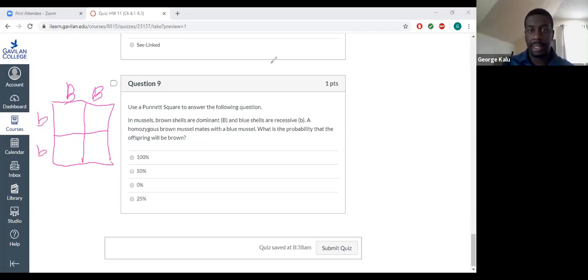Okay. And so if we do our Punnett square, we should have big B, little b, big B, little b, big B, little b, and big B, little b. Okay, so based off of our Punnett square, what is the probability that the offspring will be brown? And so we get 100%, right? Because all 4 of our possible offspring are going to have the dominant allele. So there's a 100% chance of having brown offspring.